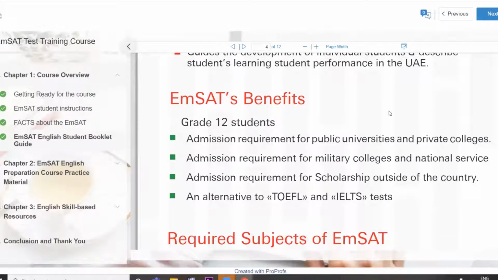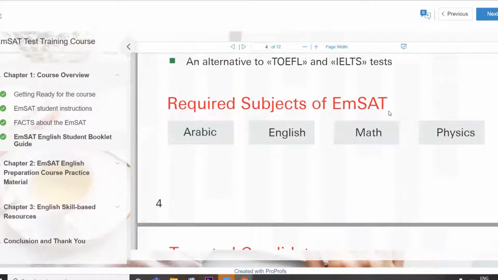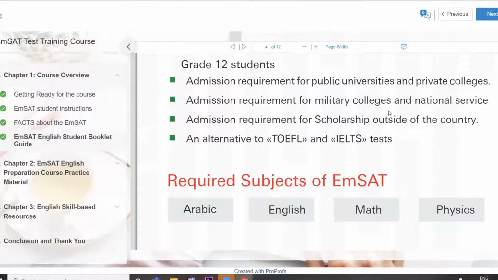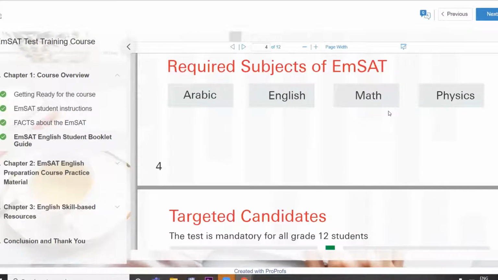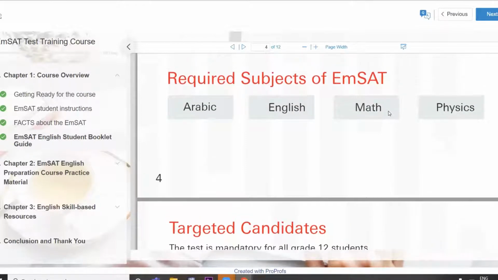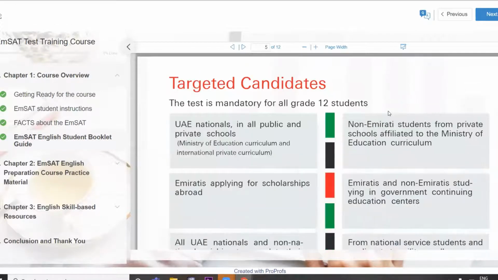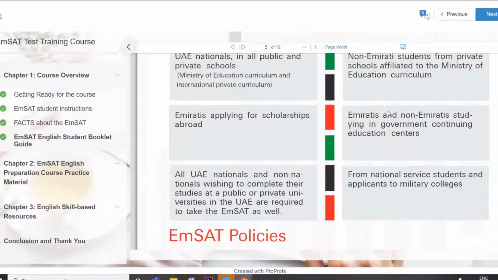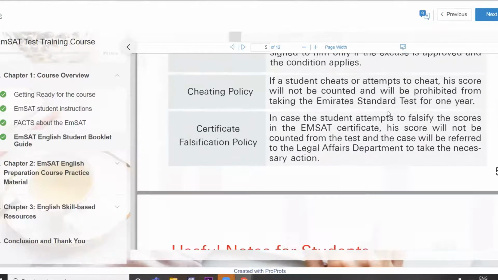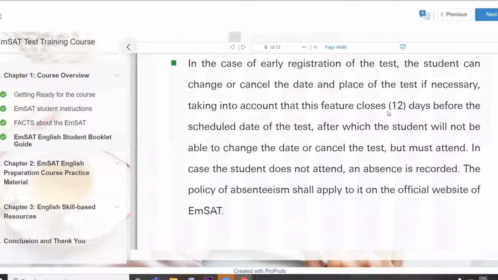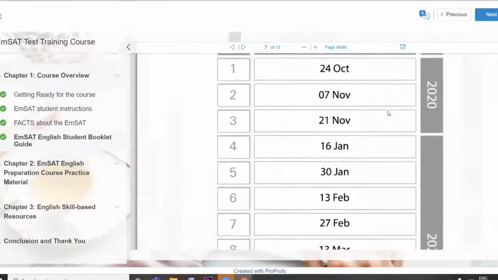The benefits for grade 12: of course, you can enroll in private or government state universities, and you can also apply for scholarships outside the country. The required subjects are English, math, Arabic, and physics. These are the four basic subjects listed on the EmSAT. Target candidates are Emirati students and even non-Emirati students, expatriates. You can go through this. I'm going to give you a link to download it and learn more.